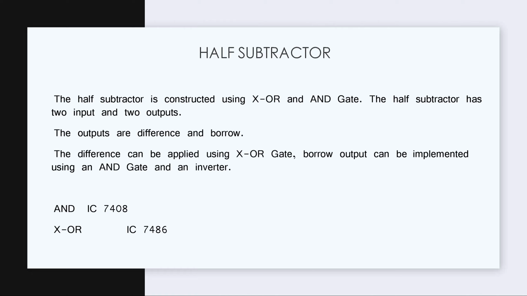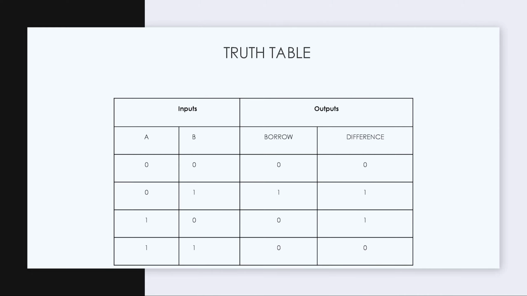The difference can be implemented using an XOR gate. The borrow output can be implemented using an AND gate and an inverter. This is the truth table for the half subtractor.